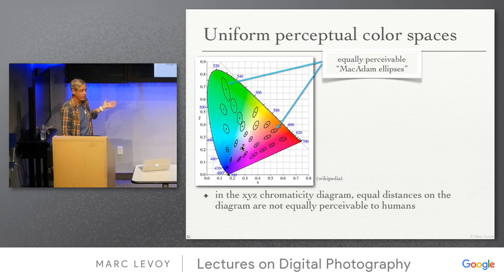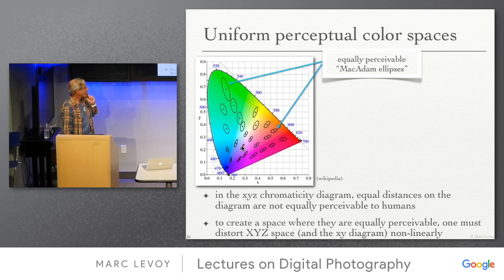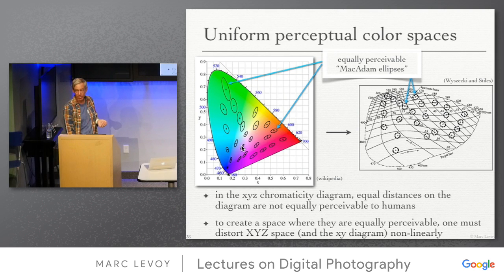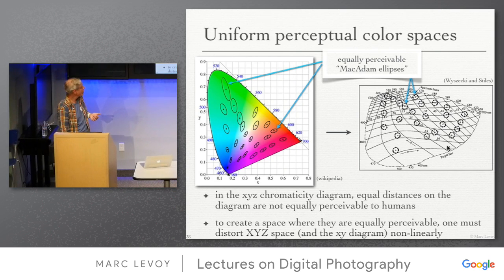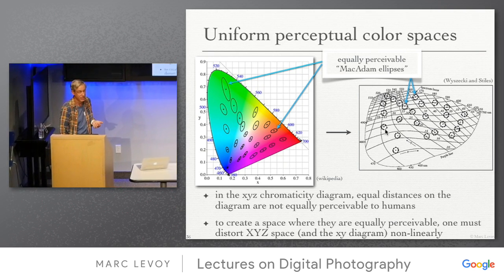So this is not a good space in which to do any transformation like that. We're going to move some colors a lot more than we're going to move others, and it might not be necessary to do that. So let's try to create a space where all the distances in the space are equally perceivable. There are lots of spaces that have been proposed. They are typically nonlinear transformations of these linear spaces based on human perception. So here is one such nonlinear transformation, and all of those ellipses now become circles, and circles of the same size.